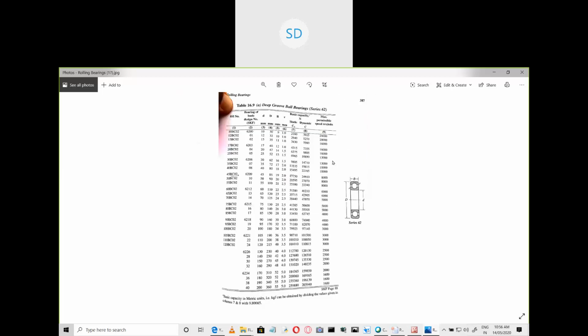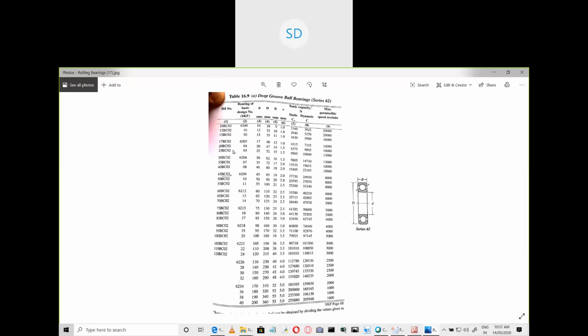Now this is the series for deep groove ball bearings. Let us observe here. 02 indicates it is a light series. You have 10 BC02, 15 BC02, 17 BC02. So now this is the ISI number.